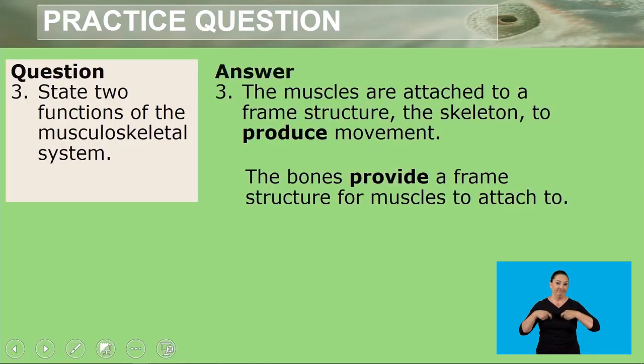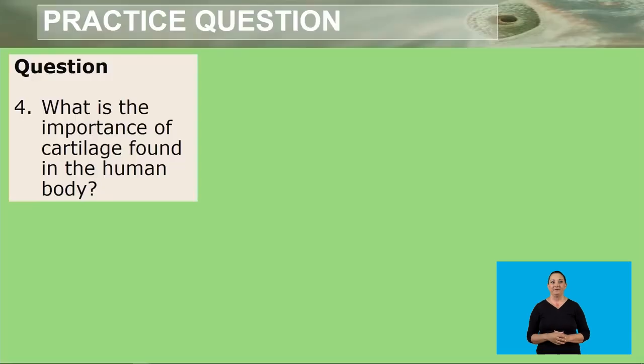And the functions there, the first one, the muscles are attached to a frame structure, which is the skeleton, to produce movement. So that is function number 1, produces movement. And then function number 2, the bones provide a frame structure for the muscles to attach. We move on to our next question, which is question 4.